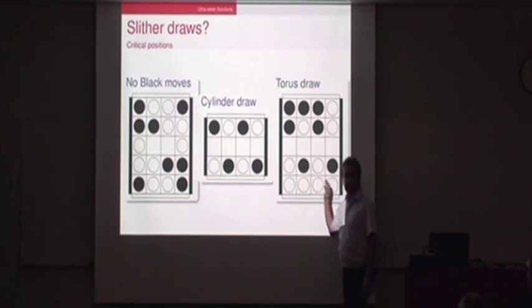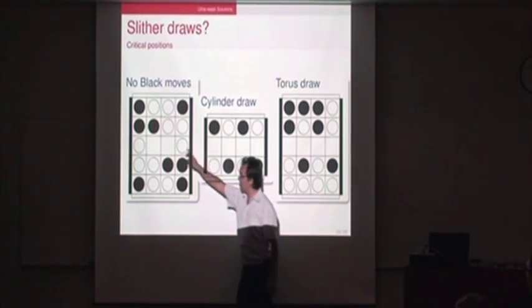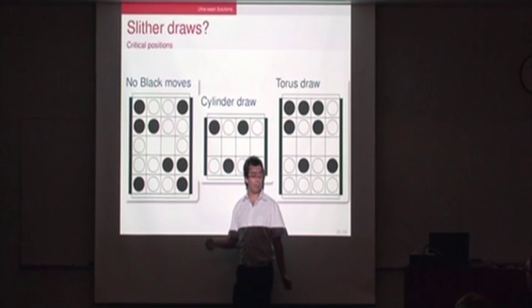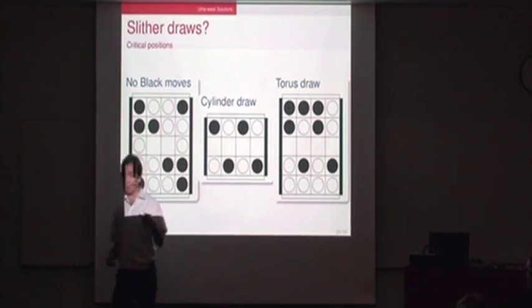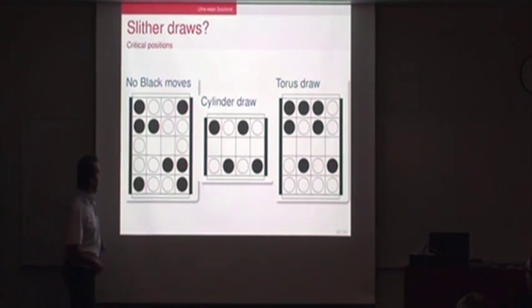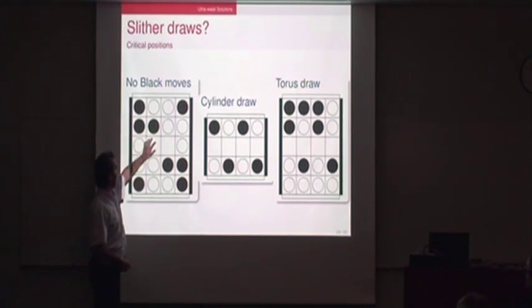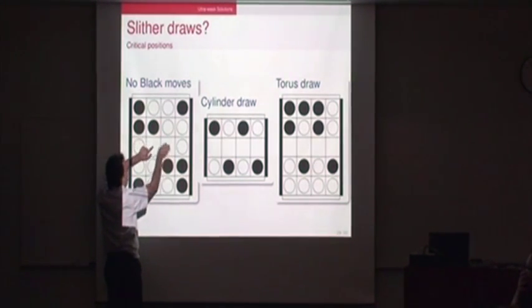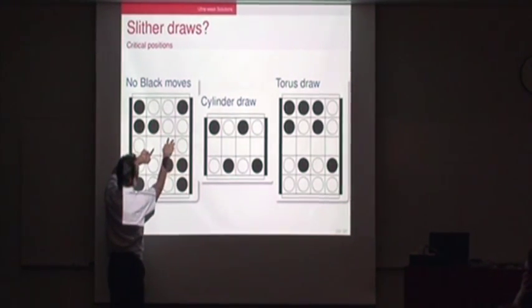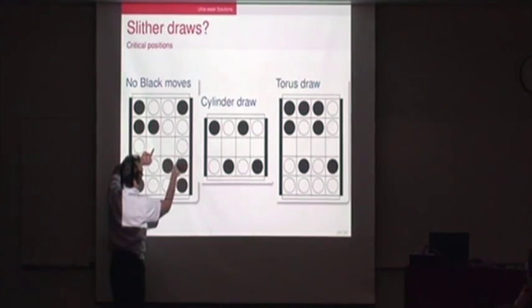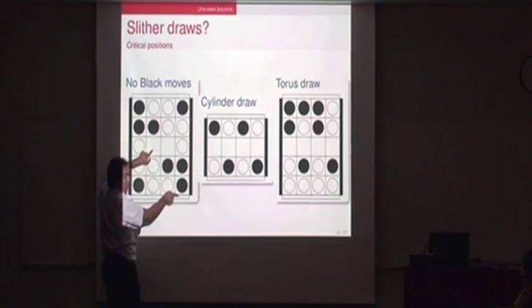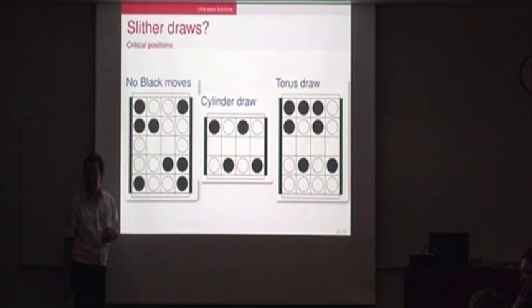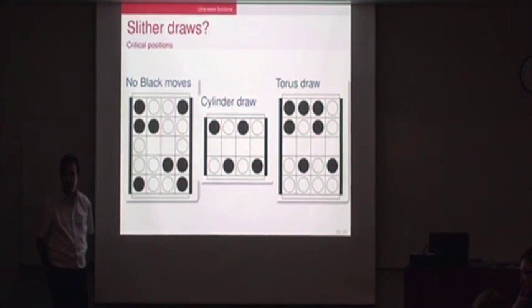These are three different Slither positions. This is a regular position where there's no legal move for black, even when we are allowed to move pieces. If we want to play a black piece here, there's a forbidden pattern, so we have to move something. If we move this one, this is a forbidden pattern. And if we move this one, this is a forbidden pattern. If we move this one, this is a forbidden pattern.